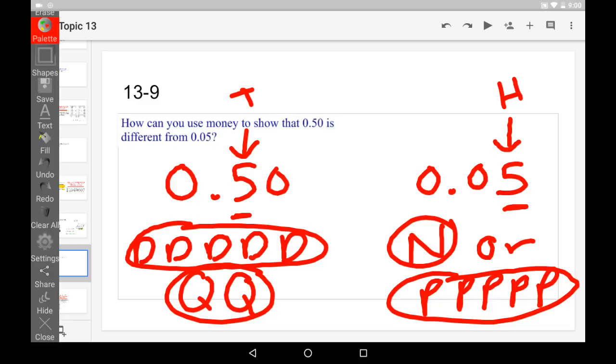So for your practice problem tonight, you're going to have to take your dollar amount and plug it into the place value chart and then show me how you can use money to show the difference in the place values. And you can draw your coins just like I did. You can use a D for dimes, a P for penny, N for nickel, Q for quarter. You don't need to draw out the actual pictures of the coins.